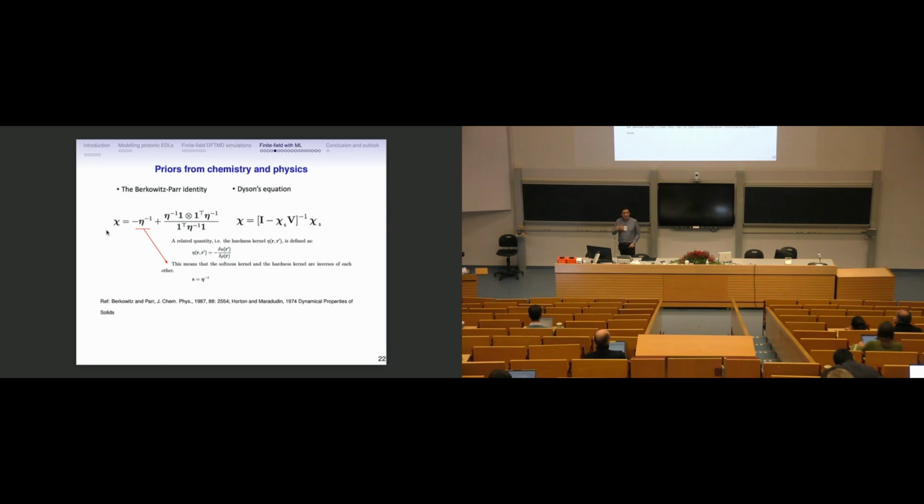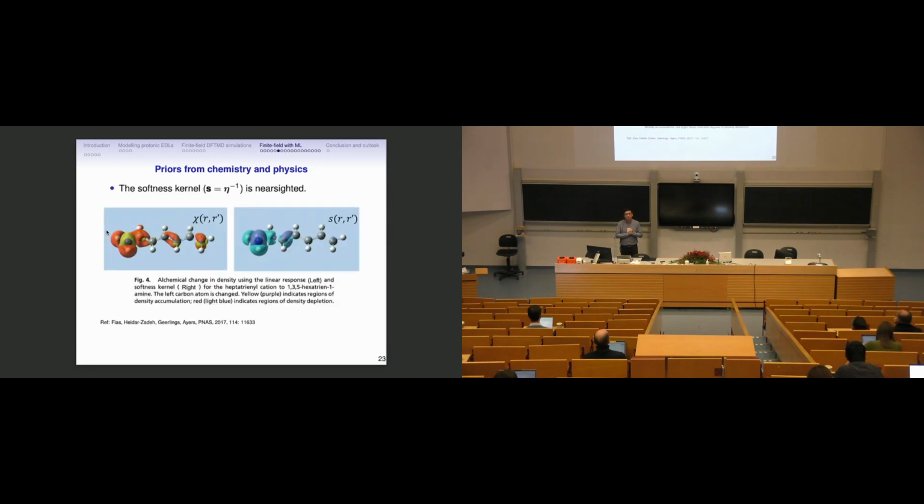And then we are going to take some priors from the chemical physics. If you're a chemist, you might be familiar with the so-called Berkowitz-Parr identity, which connects the softness kernel, this eta inverse, to the response kernel. And if you are a physicist, you're more familiar with the Dyson equation, which connects the irreducible response kernel, the chi-S, for the non-interacting system, to the final response kernel chi. And why am I going to mention these intermediate quantities? Because they are actually nearsighted.